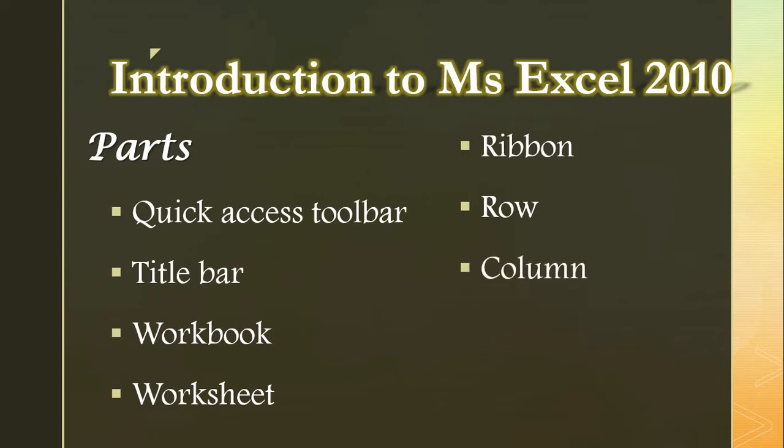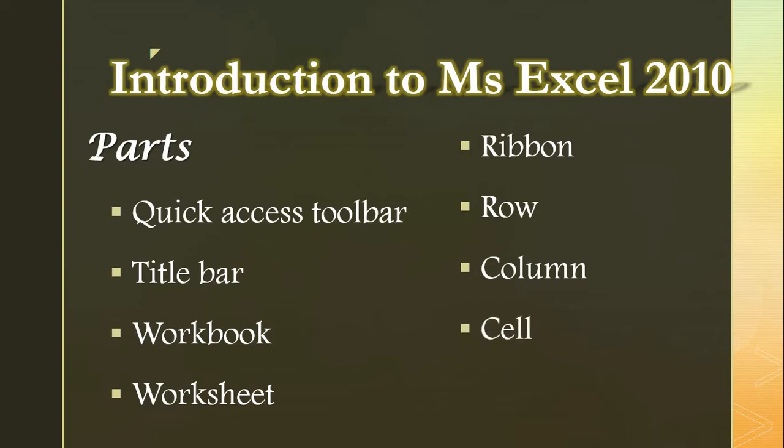Next, Column. Column means cells are arranged in the vertical direction. Each and every column on a worksheet is identified by a letter. The letters start from A till XFD. Totally there are 16,384 columns in Excel 2010.